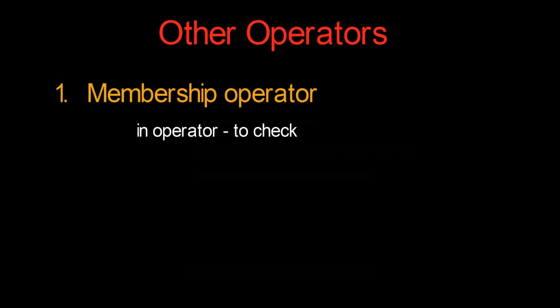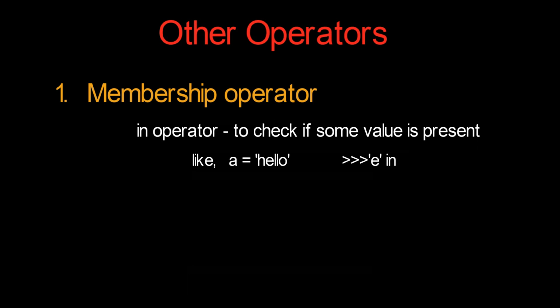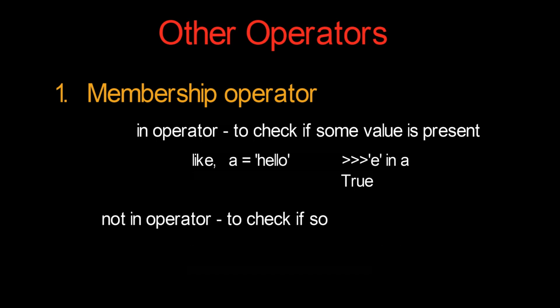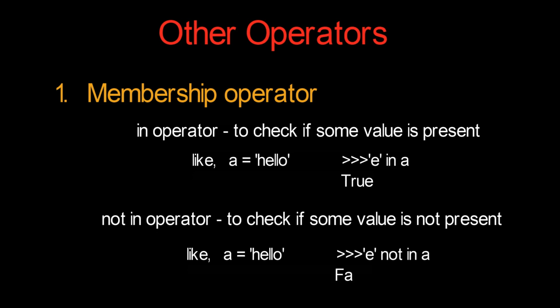Before that, let's discuss some other operators that are present in Python. First, the membership operator, which is the in operator. To check if some value is present, we use the in operation. Like in a string where a equals hello, we write e in a. It will give the output true because the letter e is present in the string a. Similarly, we have not in, which will result in true if the value is not present. Like e not in a will result in false because e is present in the variable a.